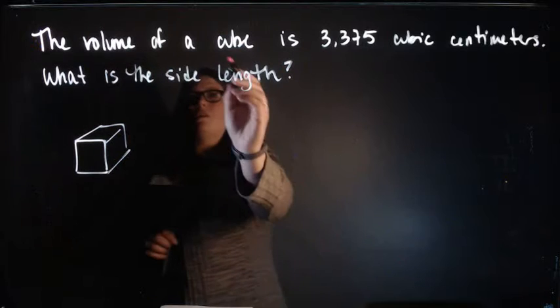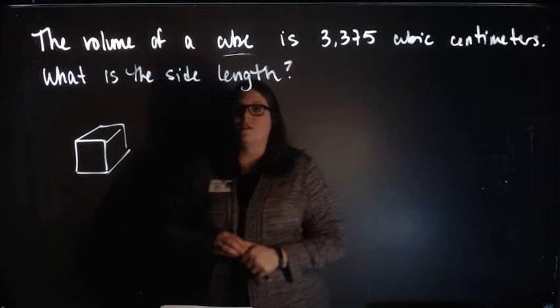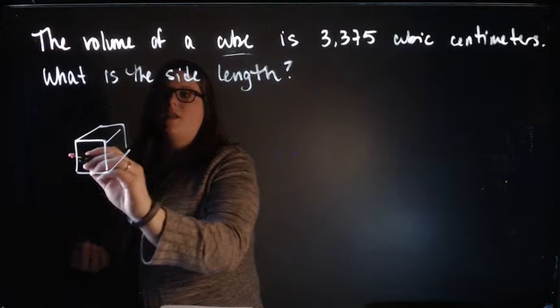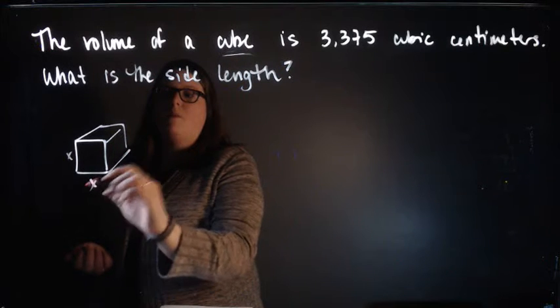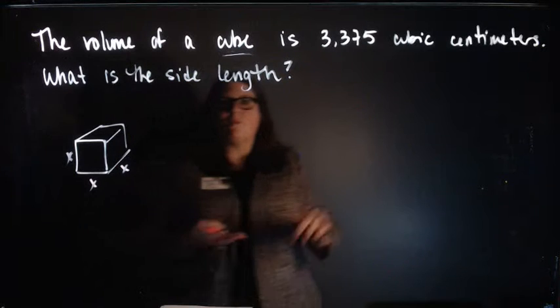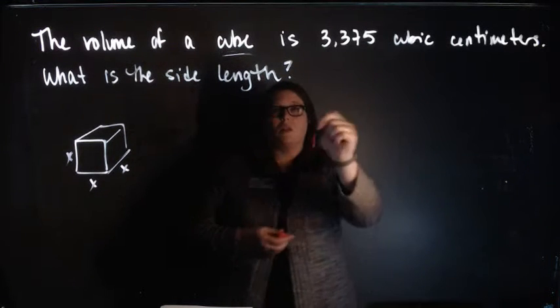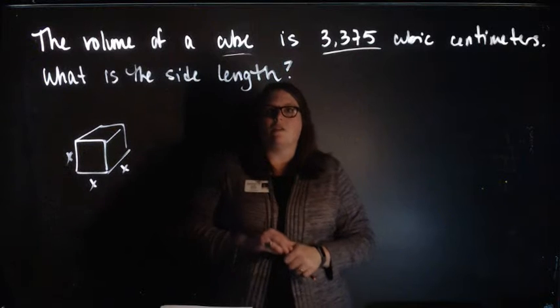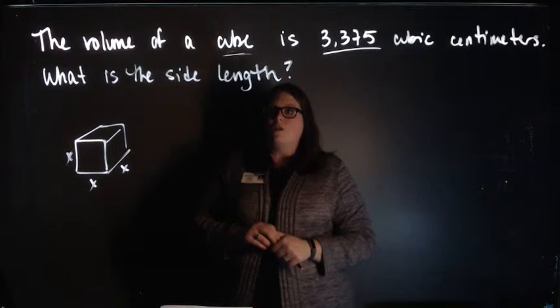Being a cube, again, we know that all sides are the same. So I'm just going to label my sides X. My height is X, my width is X, and my length is X. Basically, I'm saying something times something times something will equal 3,375.